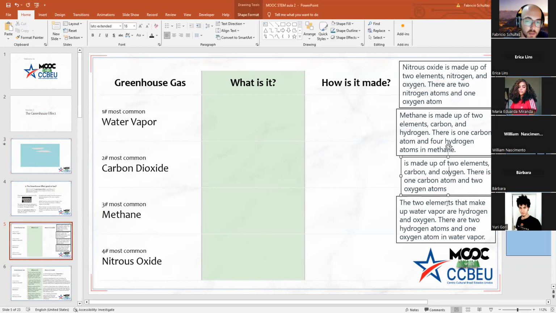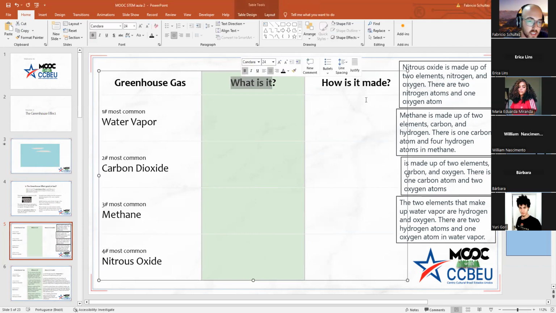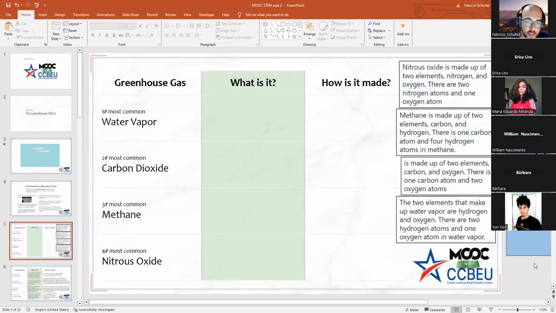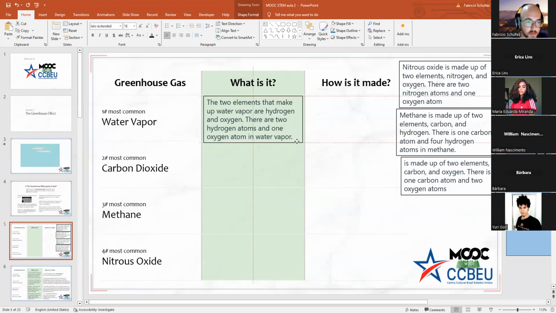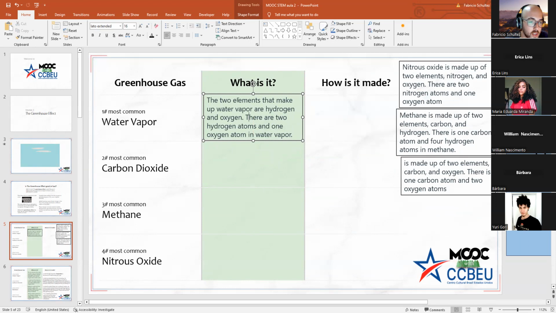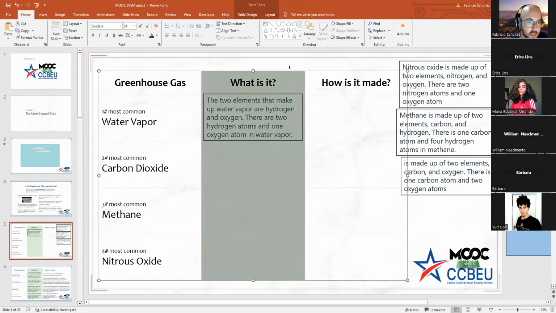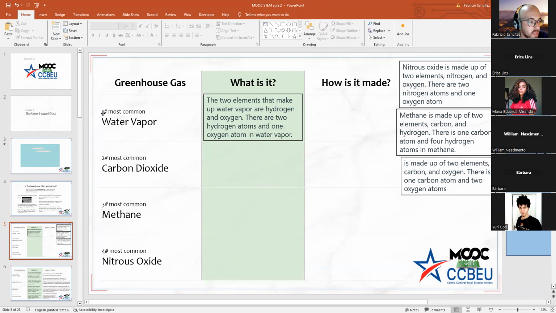And tell me, people, which one here is a water vapor? Ah, eu deixei o nome, né? The fourth one, easy. So the 2 elements that make up water vapor are hydrogen and oxygen. This is too easy, people. H2O, okay? There are 2 hydrogen atoms and 1 oxygen atom in water vapor. So, H2O, right? Very good, William. Easy. What about the carbon dioxide?